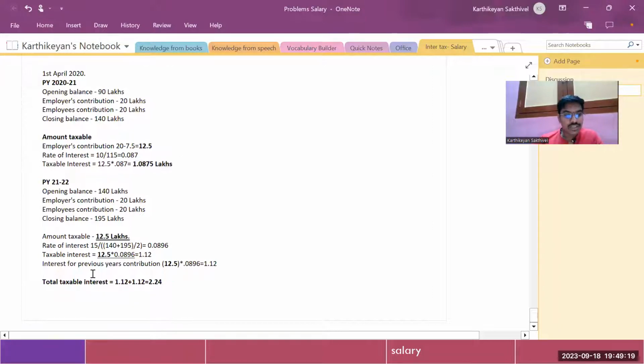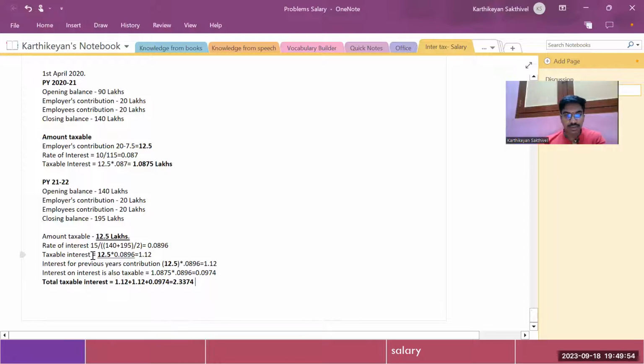Upon the interest, interest on interest is also taxable. அது எப்படி போடுவ? 1.0875 into 0.0896, which is equal to 0.0974. That should also be included. So that is going to be your amount of interest which is taxable in the current year.